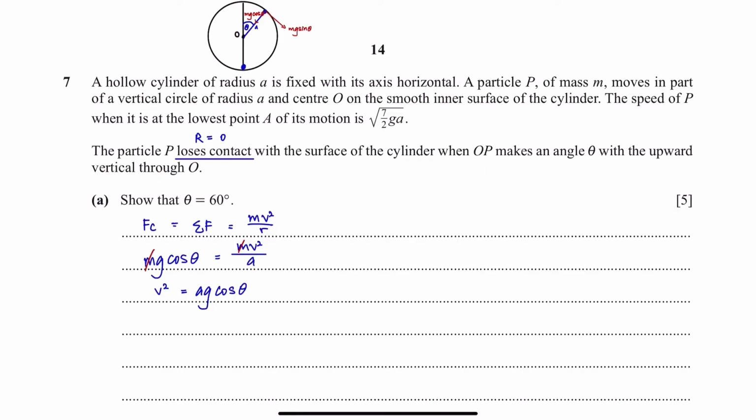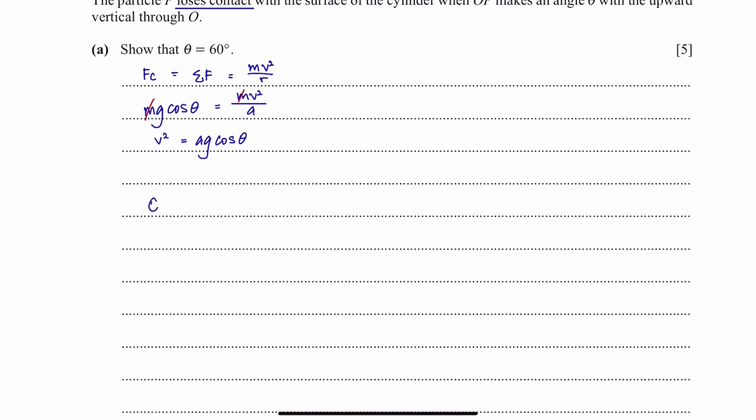And now we can consider the principle of conservation of energy. So when it moves from this part all the way to this part, it gains gravitational potential energy, right? So we have GPE gain equals to the KE loss.